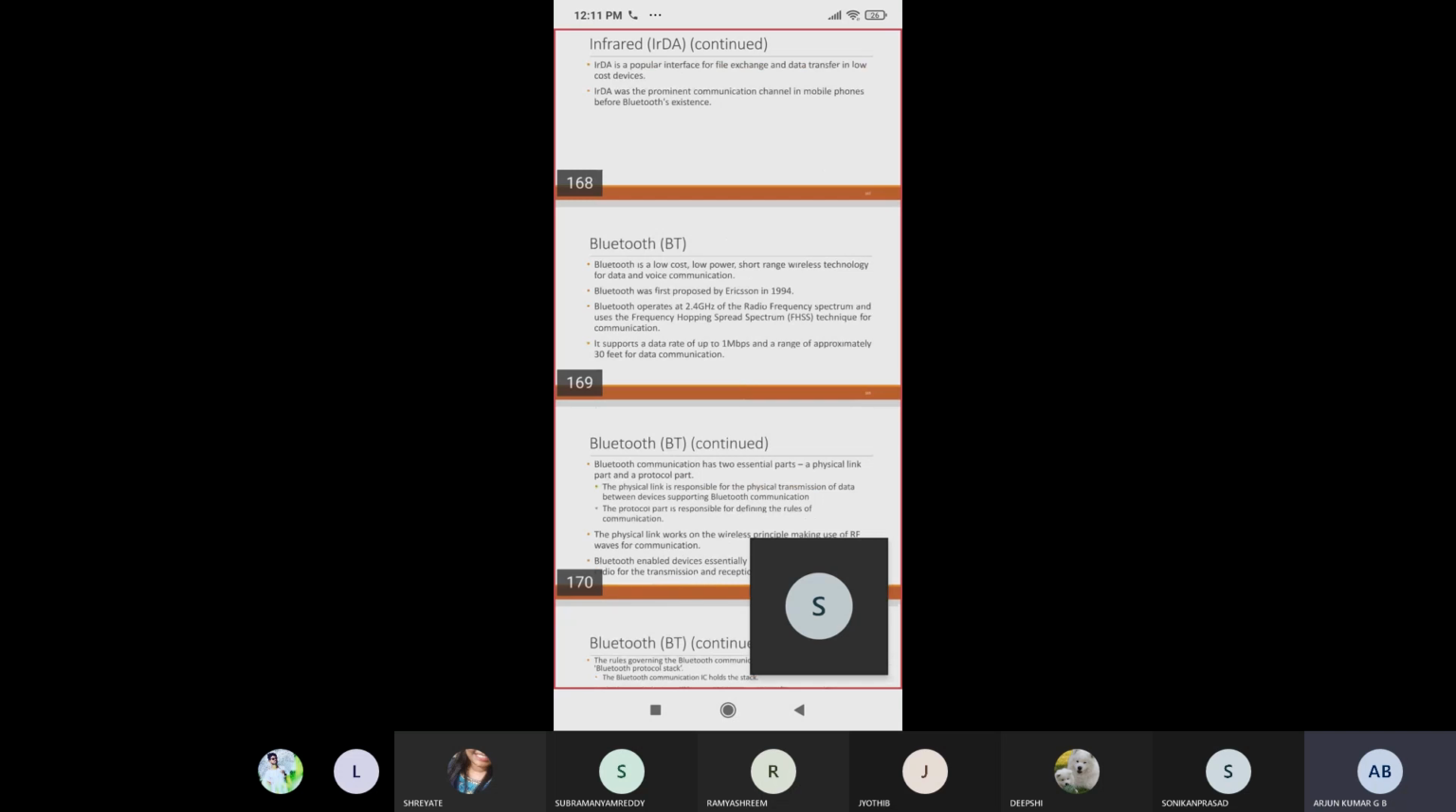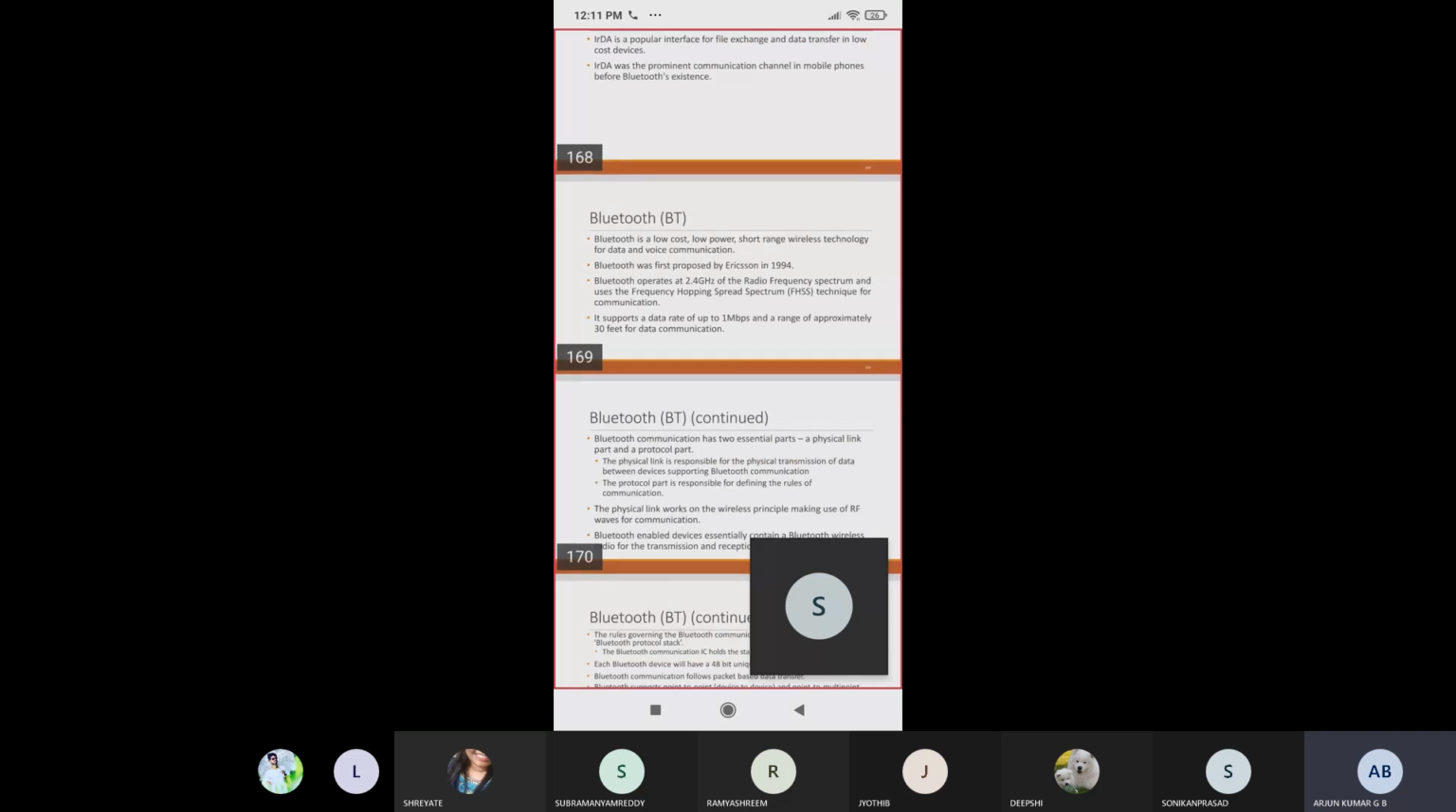The company is Ericsson, and Bluetooth operates at 2.4 gigahertz of the radio frequency spectrum, and uses the frequency hopping spread spectrum, FHSS, technique for communication. The maximum rate will be 1 Mbps, and the range will be up to 30 feet for data communication. Okay, it is not a long distance, it is a short distance. IR and this Bluetooth also are short distance wireless communication technologies.